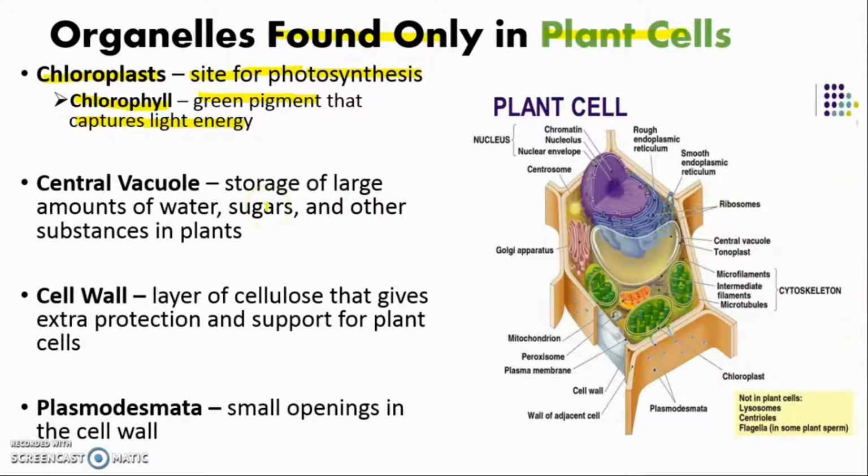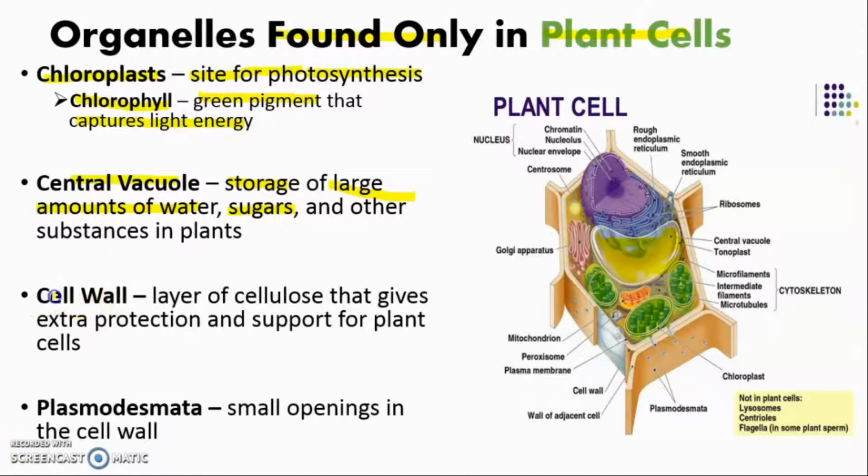The next organelle exclusive to plant cells is the central vacuole. The central vacuole is mainly for storage of large amounts of water, sugars, and other substances in plants. It's like a big storage room in a plant cell. As you can see in the diagram, this is this large organelle at the center of the plant cell. This is what you call the central vacuole. This is what distinguishes the plant cell from the animal cell. The nucleus is going to be located at the side because at the center we have the central vacuole.